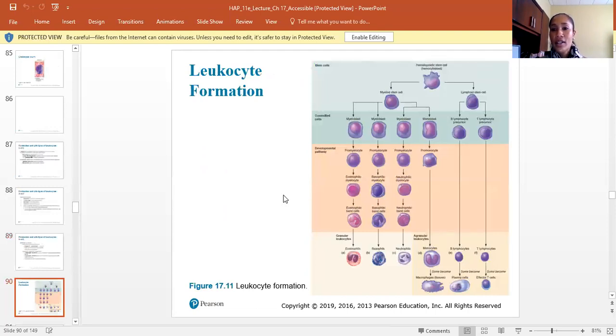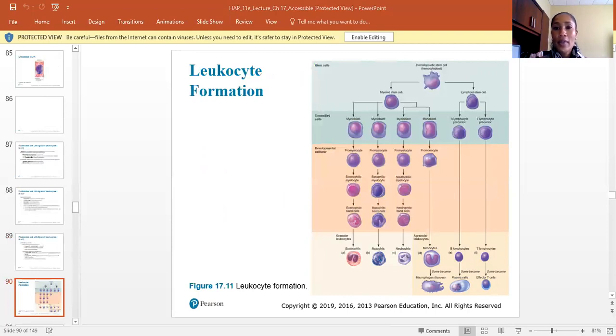This figure shows us a really good overview of the process. We start off with our hematopoietic stem cell, or hemocytoblast, and we differentiate into a myeloid stem cell or a lymphoid stem cell. If we start with the lymphoid stem cell, it differentiates into a B lymphocyte precursor or a T lymphocyte precursor, and then eventually develops into a T lymphocyte or B lymphocyte.